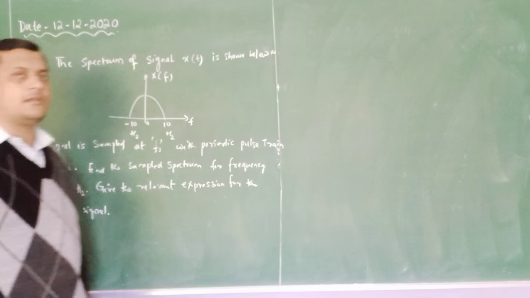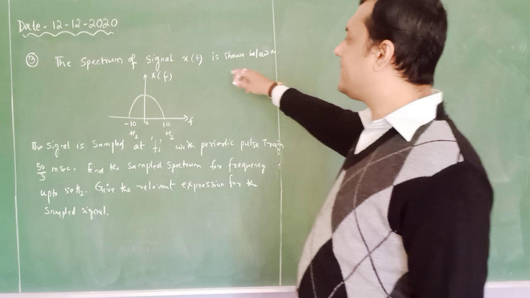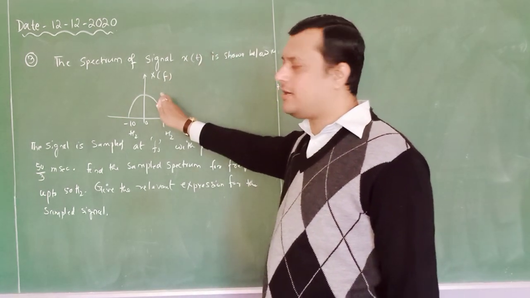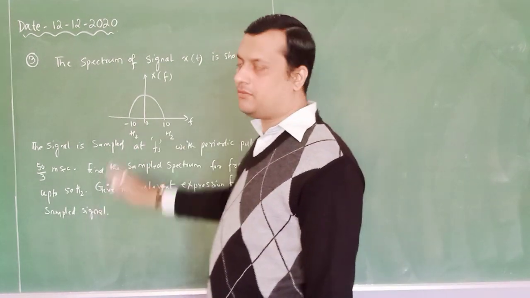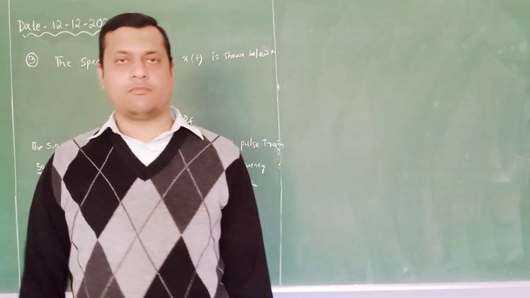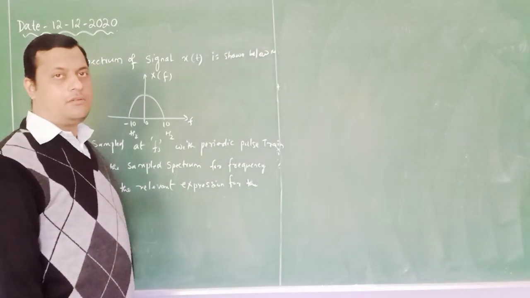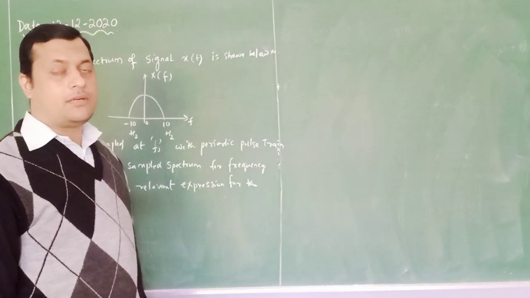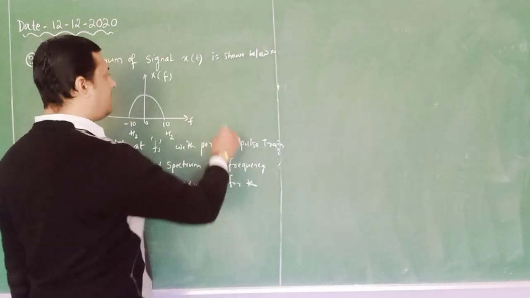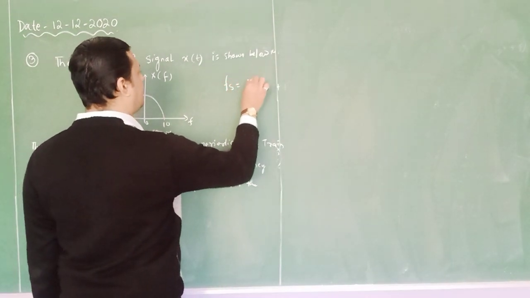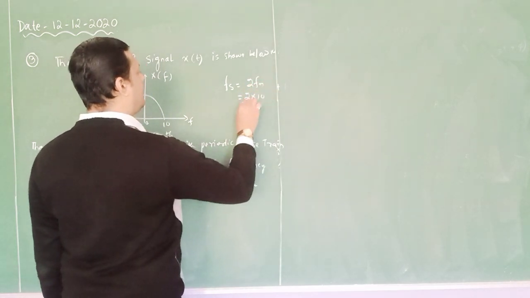Then very simple. Here this is x of t. X of t has Fourier transform x of f, and it's a band limited signal from minus 10 to plus 10. So what is the bandwidth of this modulating signal? The bandwidth of the modulating signal is 10 Hz. Then now it is sampled. So what is the requirement? The requirement of this sampling is 2 fm. So what sampling is required? Fs is equal to 2 fm is required. So 2 into how much? 2 into 10 is 20.